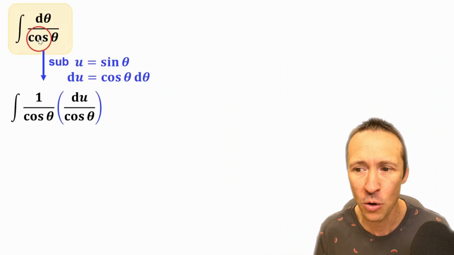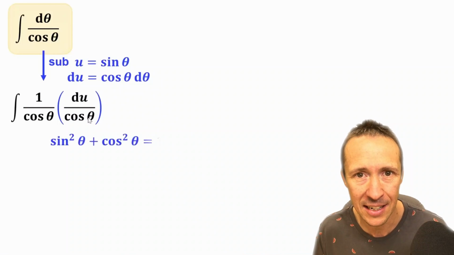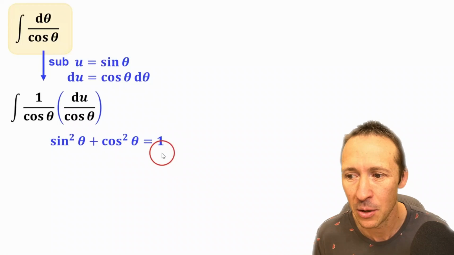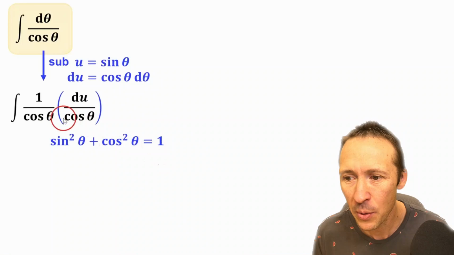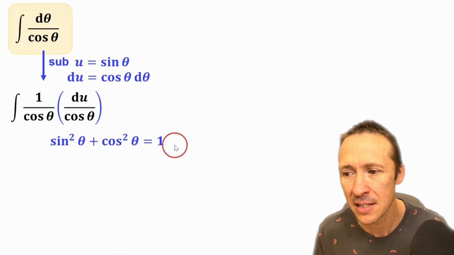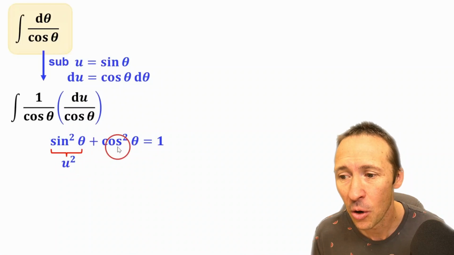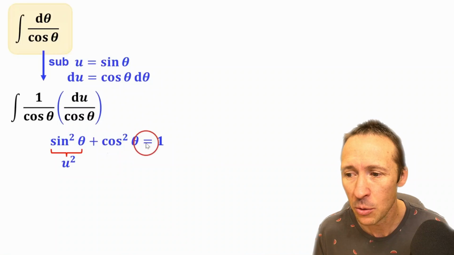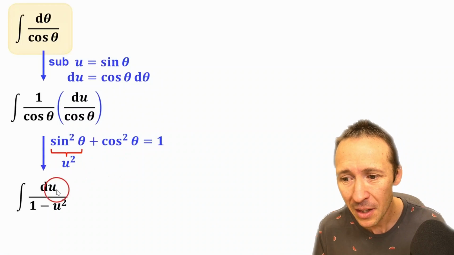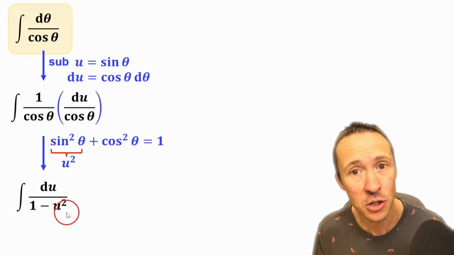We started off with a cos, and now we have cos squared, but we're going to invoke a trig identity, one of the most famous ones: sine squared theta plus cos squared theta equals 1. And cos squared theta in our denominator is equal to 1 minus sine squared theta, but sine theta is equal to u. So cos squared theta equals 1 minus u squared. You see that? Hope you see that. So our integral becomes the integral of 1 divided by 1 minus u squared.